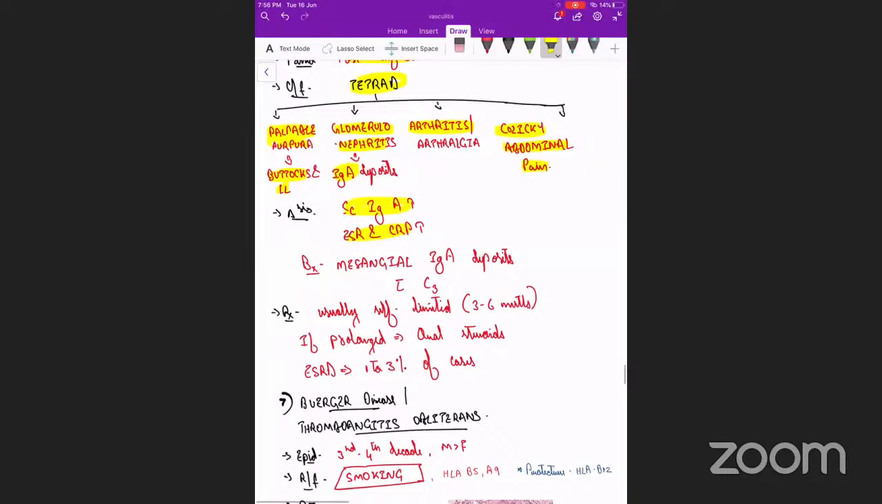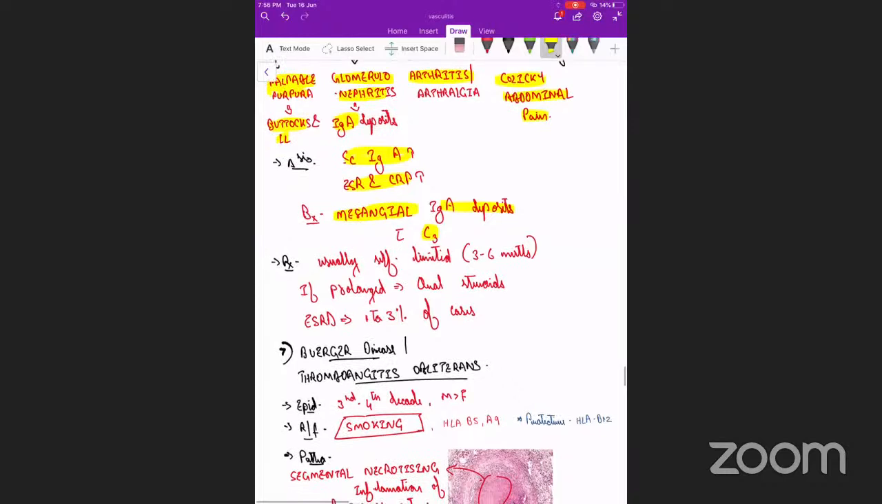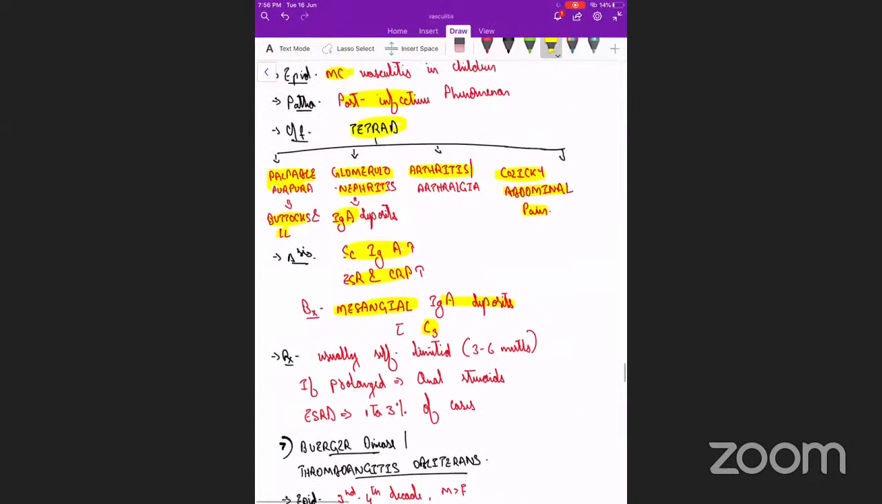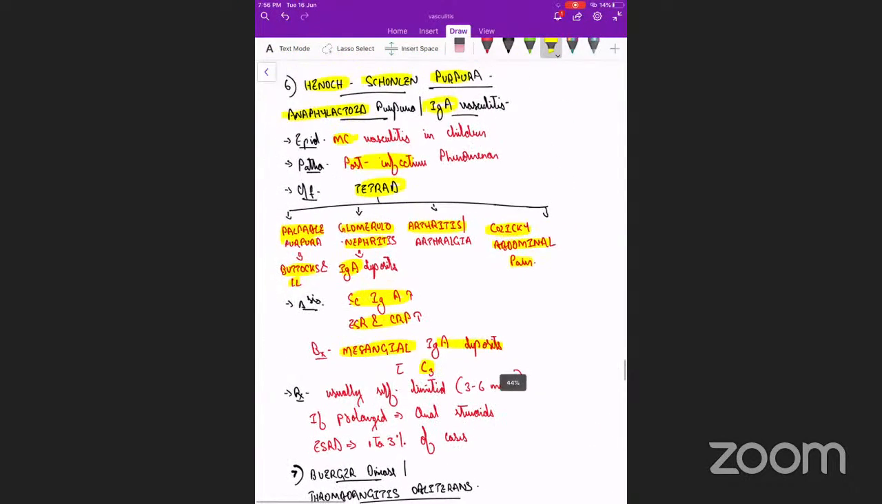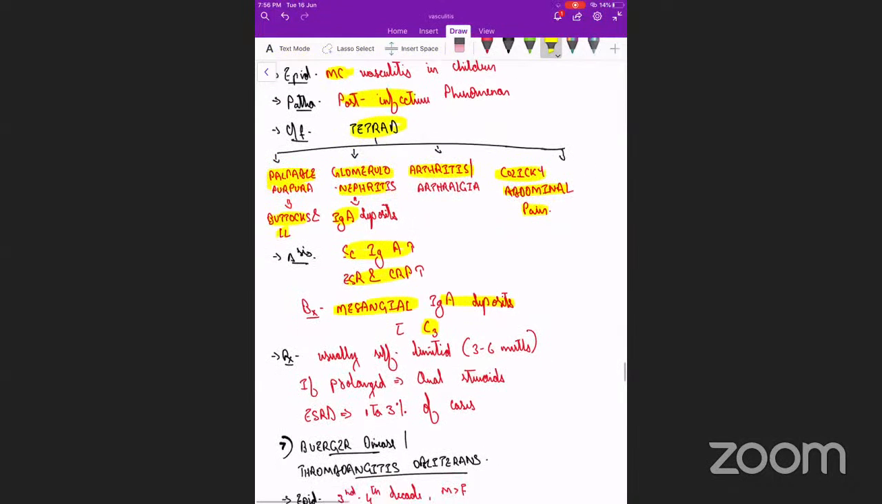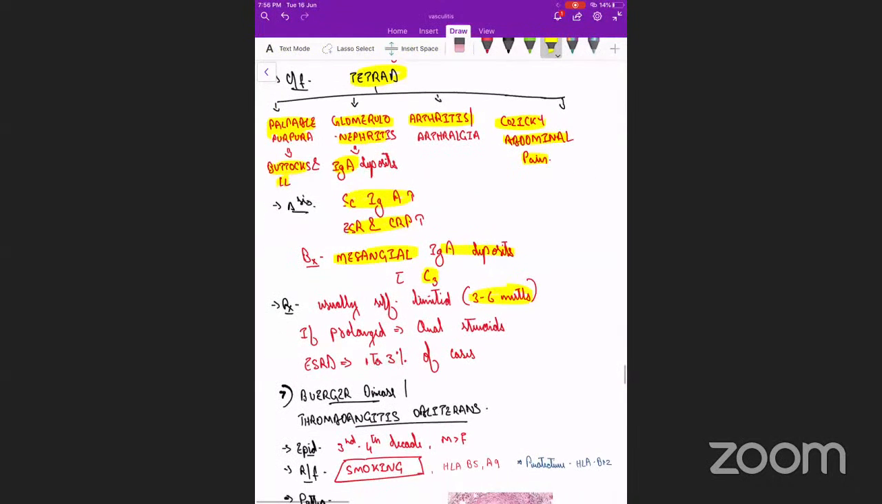Diagnostic is biopsy. Biopsy of the kidney, because there will be IgA deposits causing IgA nephropathy. We'll have mesangial IgA deposits with C3, complement factor 3. Usually it is self-limited, and in kids it has good prognosis. Within 3 to 6 months, the child will improve. If prolonged, we can give oral steroids.